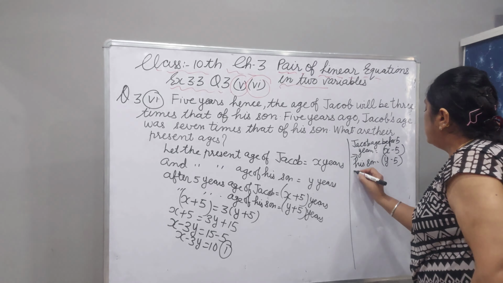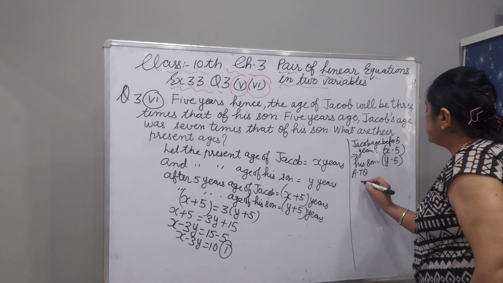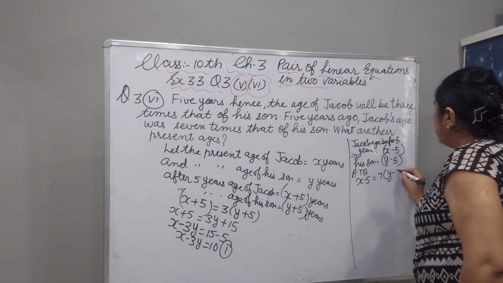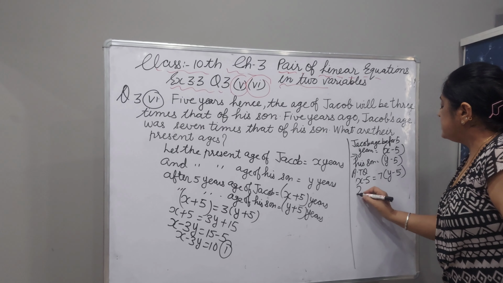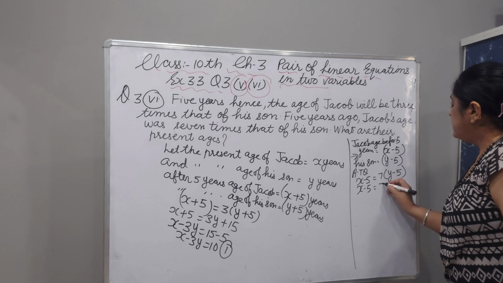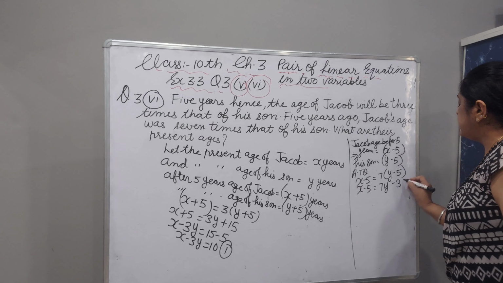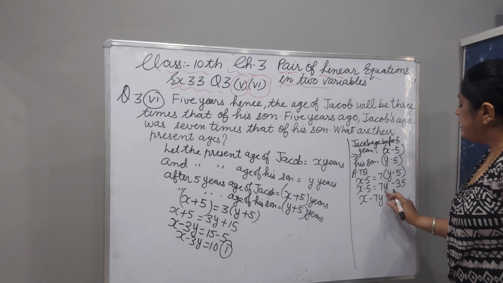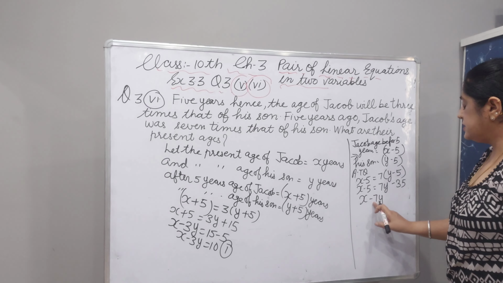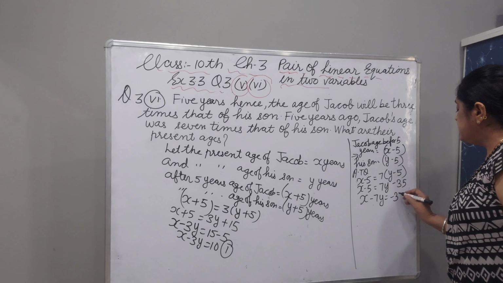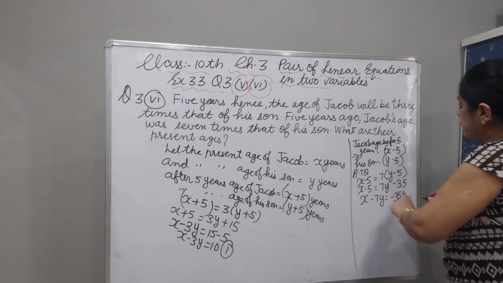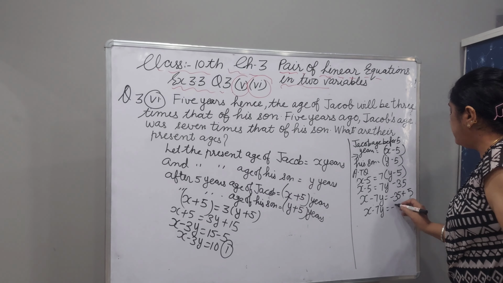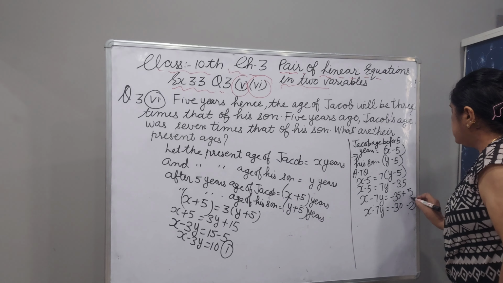5 years ago, Jacob's age will be 7 times of his son. According to question, x minus 5 will be 7 times y minus 5. Now, x minus 5 equals 7y minus 35. X minus 7y, because 7y from the right side comes to the left-hand side, sign will be changed, minus 35, and this minus 5 will be positive. X minus 7y will be minus 30. That will be equation number 2.